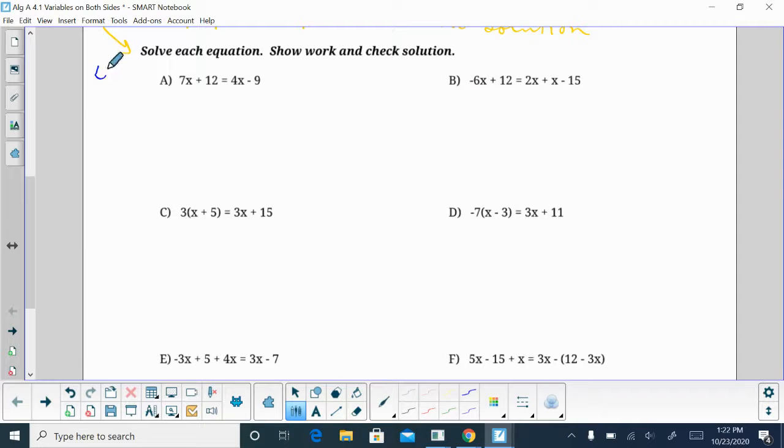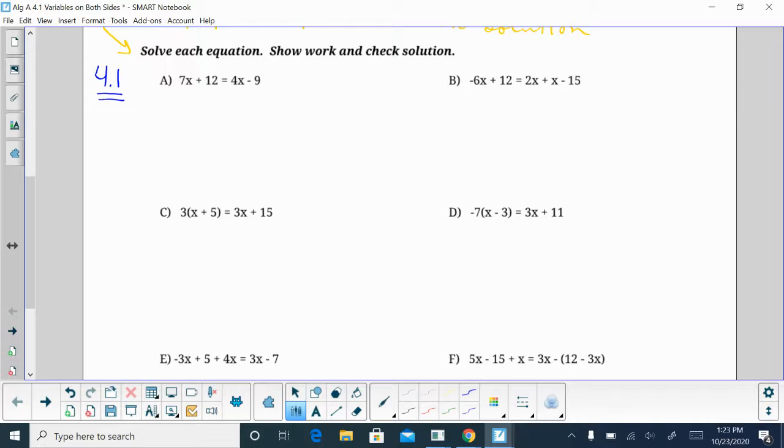Hello, we're working on 4.1 where we are solving equations with variables on both sides. So for example A, getting started, we're going to follow the steps listed at the top of the page. Looking at what we have, 7x plus 12 equals 4x minus 9. First step says to distribute, but in this case I do not have anything to distribute, no parentheses.